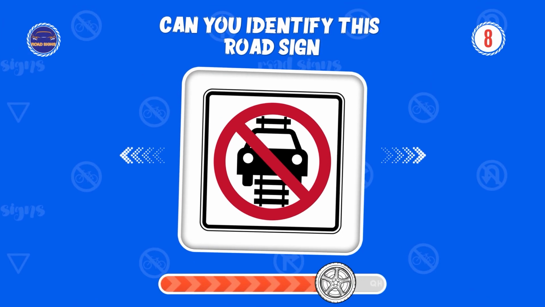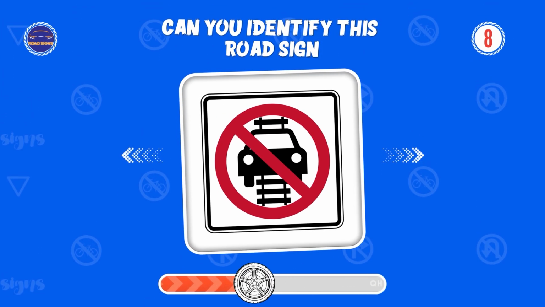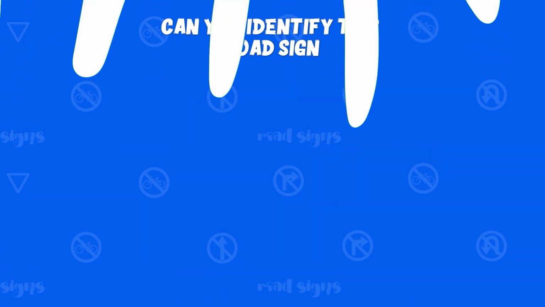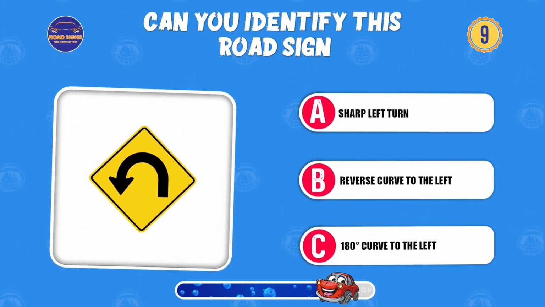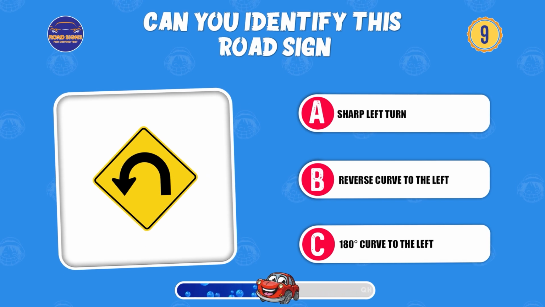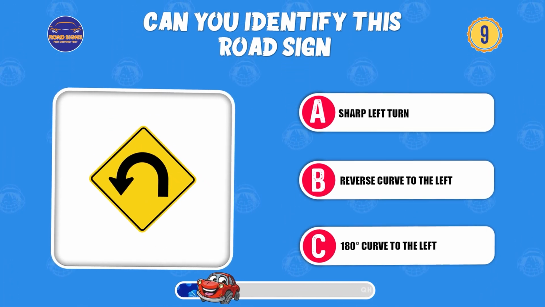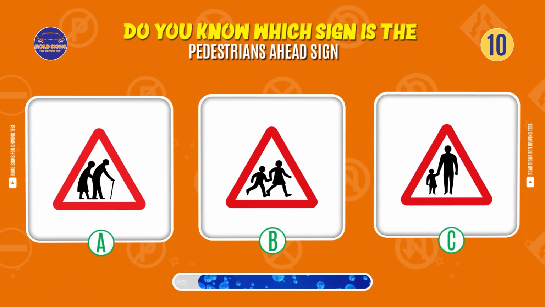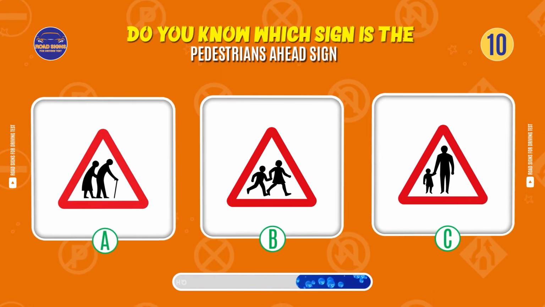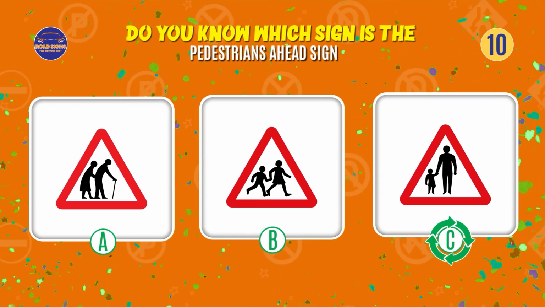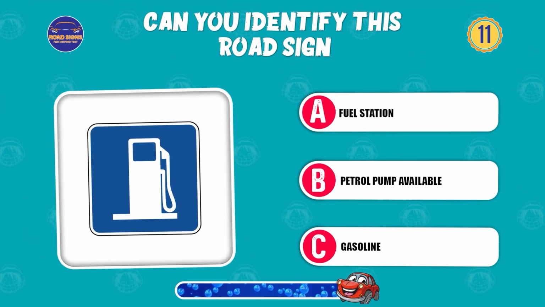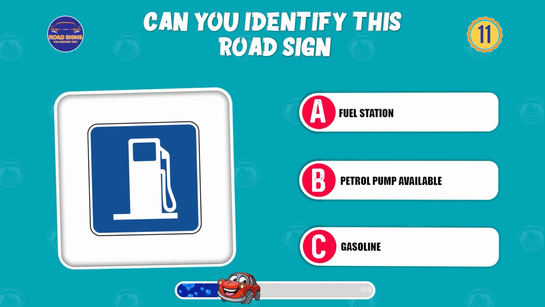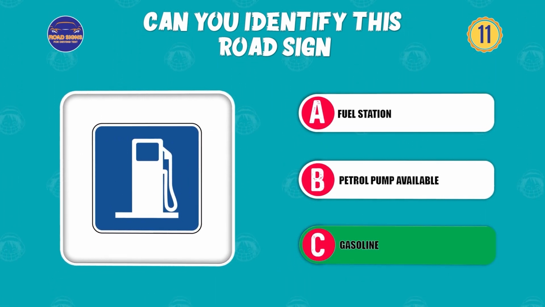Question 8. What does this road sign mean? Do not drive on tracks. Question 9. Can you identify this road sign? C. 180-degree curve to the left. Question 10. Question 11. What does this road sign mean? C. Gasoline.